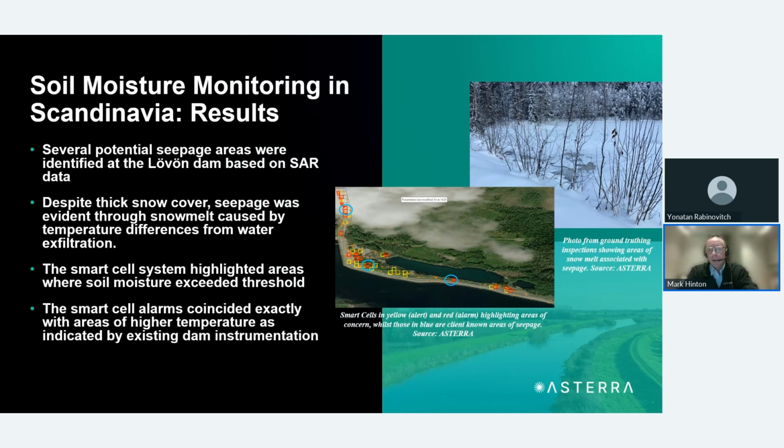The smart cells, which you can just see in that picture on the right with the red and yellow squares, were really highlighting where soil moisture was exceeding the preset thresholds. And really encouragingly, those results coincided exactly with the areas of higher temperature, and therefore the potential areas where there was some seepage taking place. So a really good result there. Moving on.